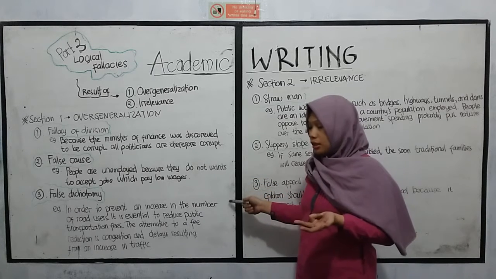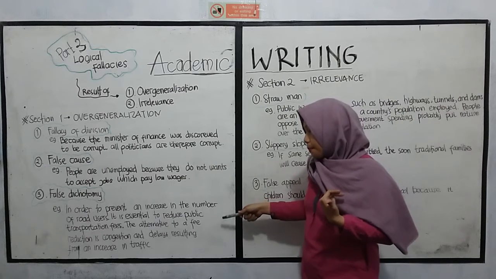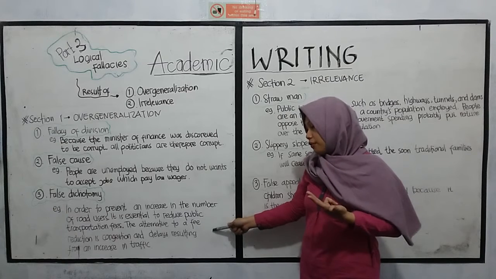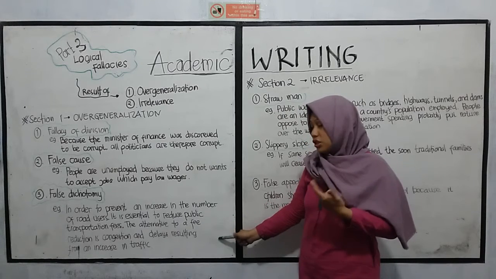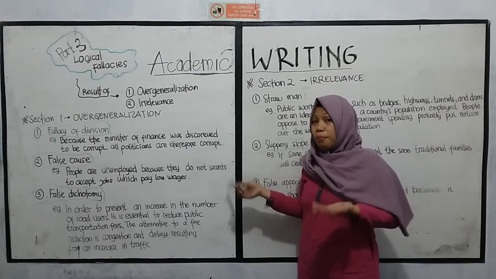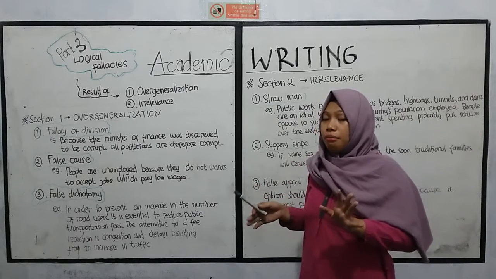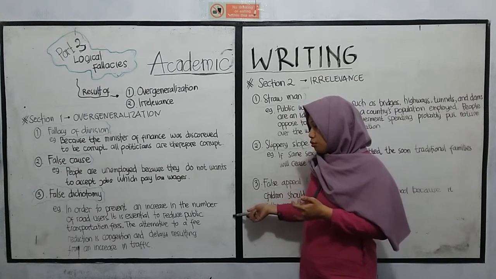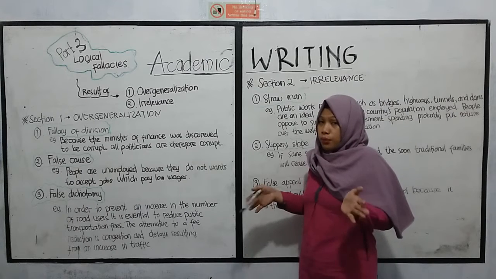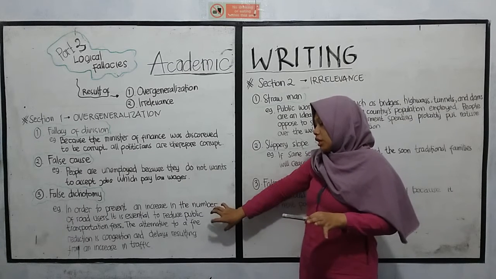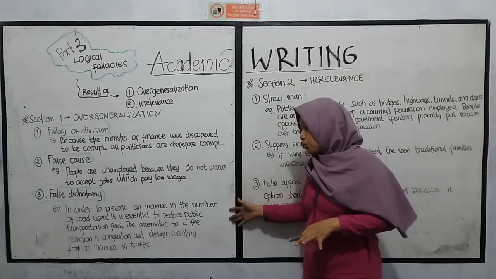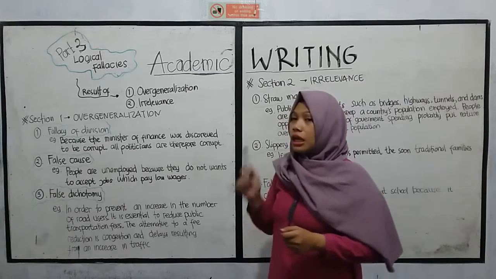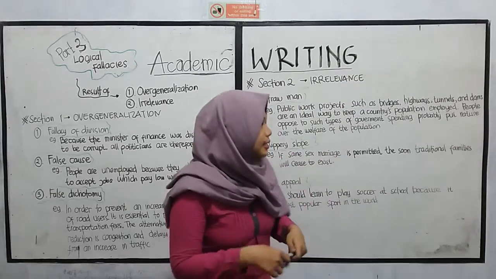How to prevent an increase in the number of road users is by reducing fees, and the only alternative given is congestion or delays. In fact, there may be many other measures that could be taken to prevent an increase in the number of road users. So we cannot close the case only by giving these two alternatives. Okay. Now we are going to talk about irrelevance.